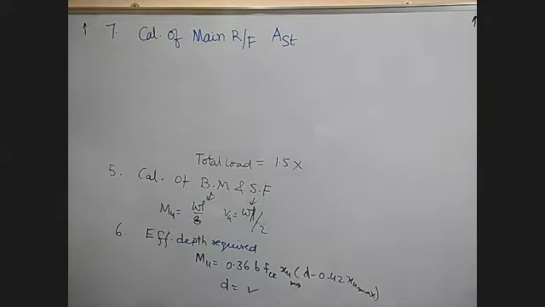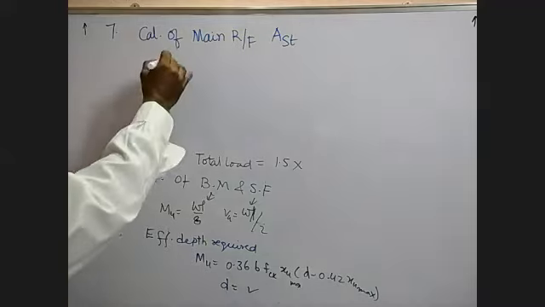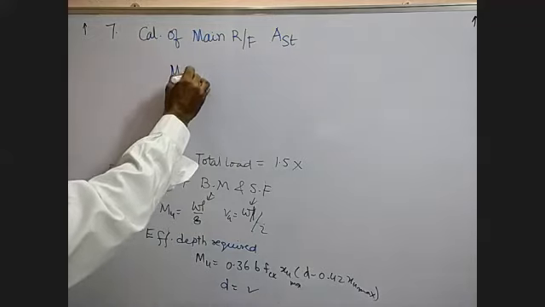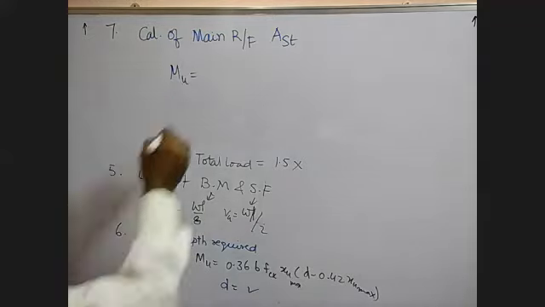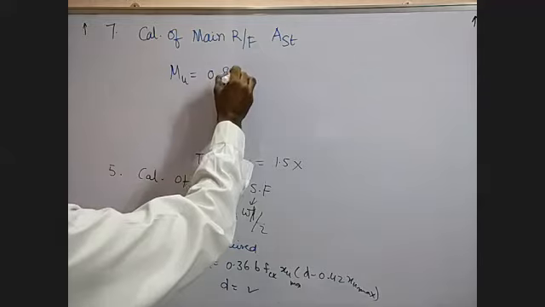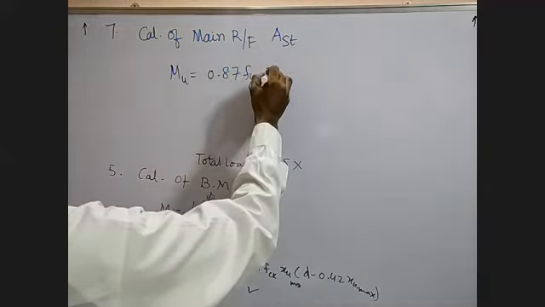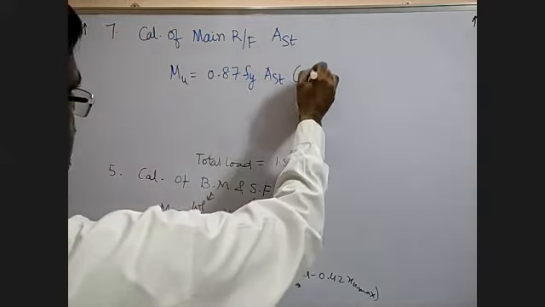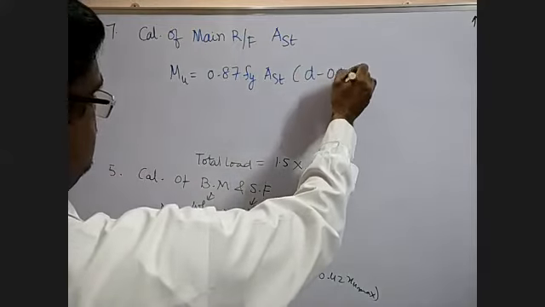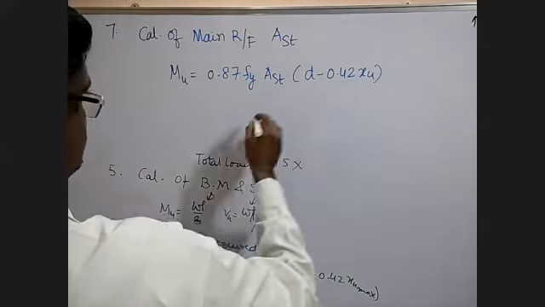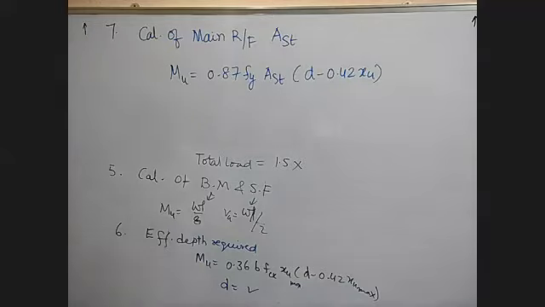Since this is a one-way slab, it has only main reinforcement and distribution reinforcement. For this there is a formula, the same as the beam: MU is equal to 0.87 Fy into AST into (D minus 0.42 XU). From this you can calculate the AST.